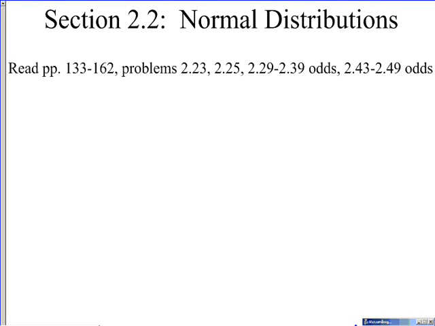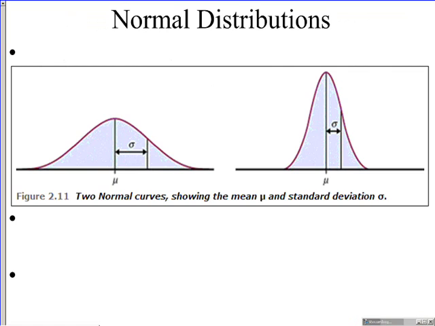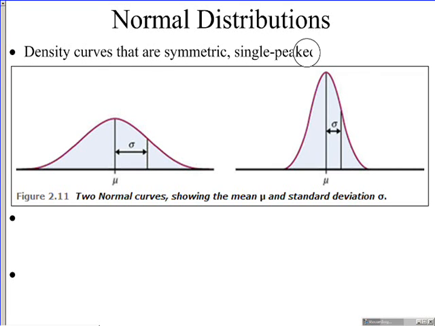Section 2.2, normal distributions. Normal distributions are density curves that are symmetric, single peaked, and bell-shaped.